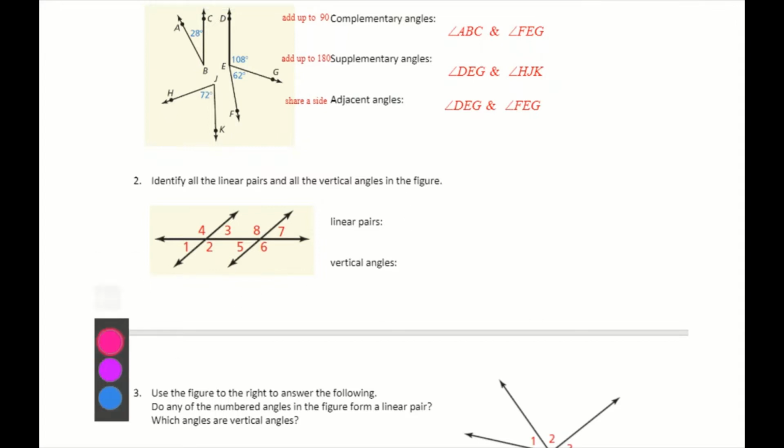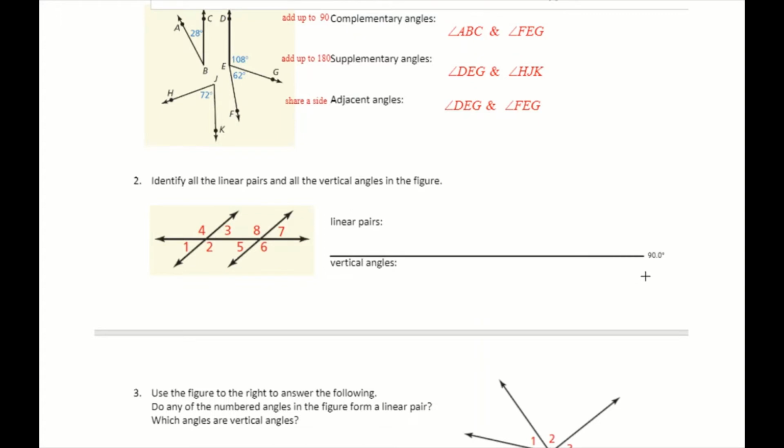I don't want this to get too cluttered, so I'm going to draw a line here separating out my linear pairs from my vertical angles to make it easier to read. Okay, so my linear pairs are going to be, I was debating whether to go in numerical order or how you read it on here, and I think I like reading it better. So let's go from left to right here.